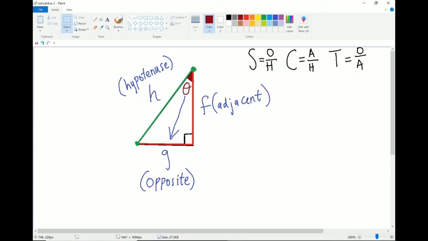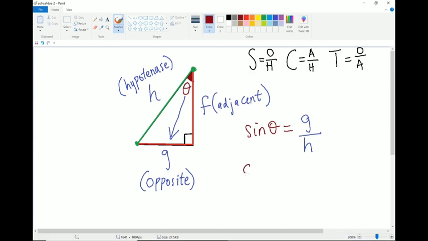Okay, so the sine of theta is going to be the opposite side of theta over the hypotenuse. Okay, so notice that the opposite of theta is now g. So that's going to be g over, and then the hypotenuse is right here. It's the side that connects the ends of the L, right? The side that is across the 90 degrees. Okay, so that's my hypotenuse. So it's going to be h. So g over h.